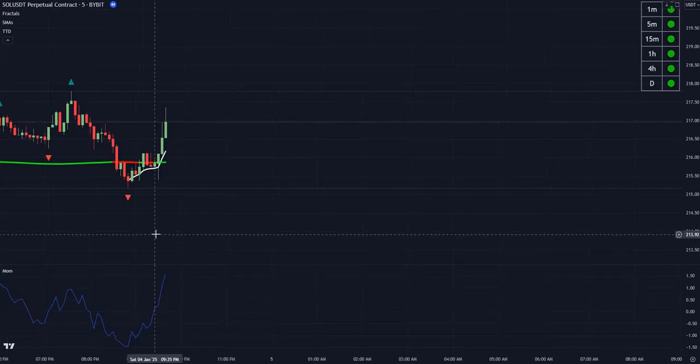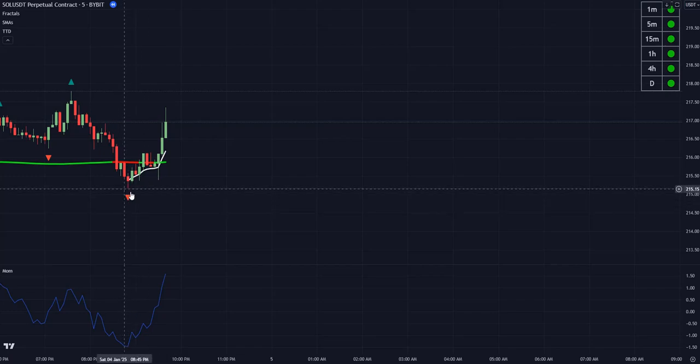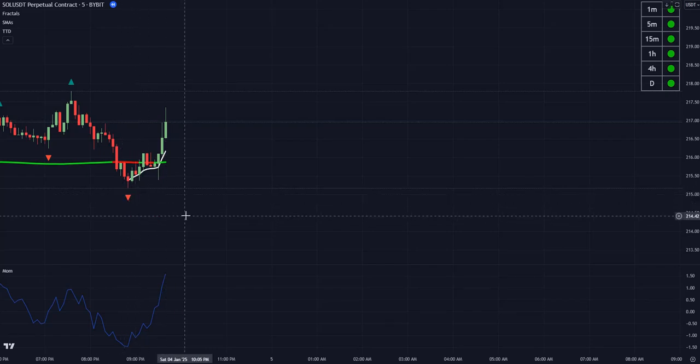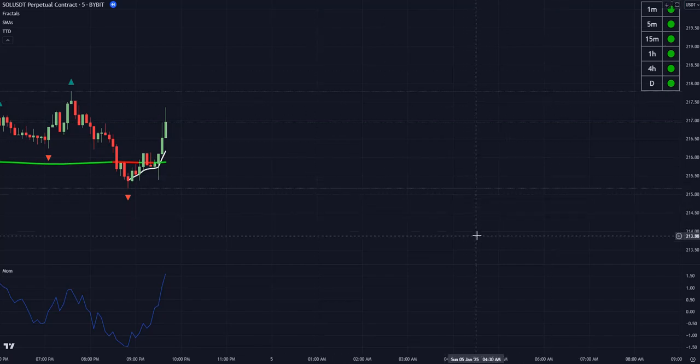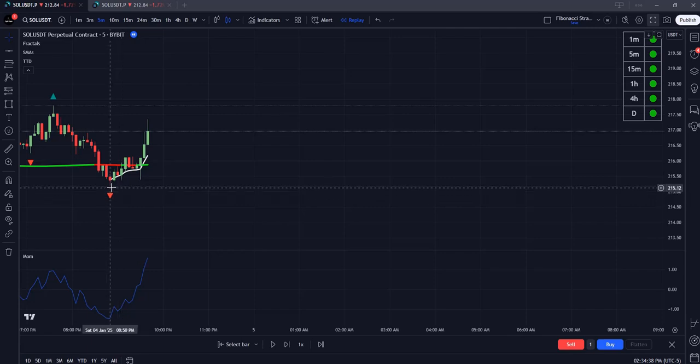Alright, so right there you can see it printed a fractal. I only use the fractals. They're usually not good to use, but I only use the fractals to show me where to start my Fibonacci's. I'm going to have to shrink this screen down. There we go. The bottom of this fractal candle is where I'd put my Fibonacci, but I need to know where to stop it.